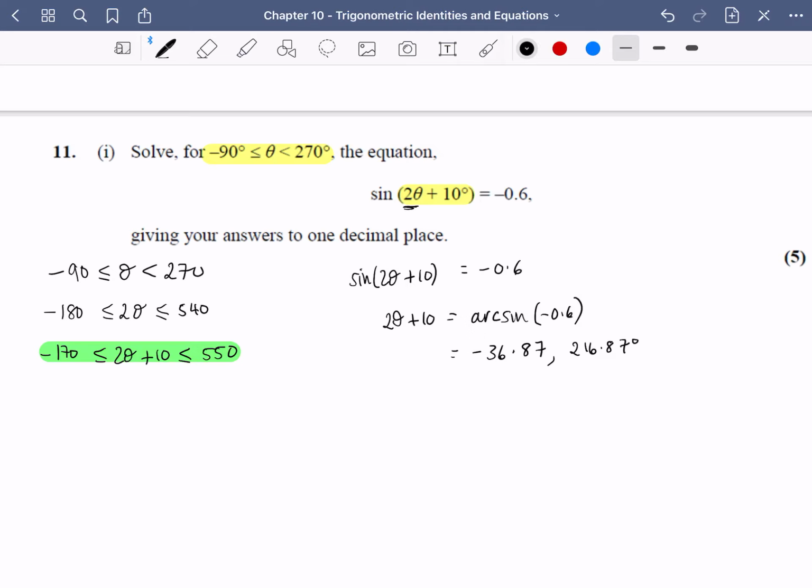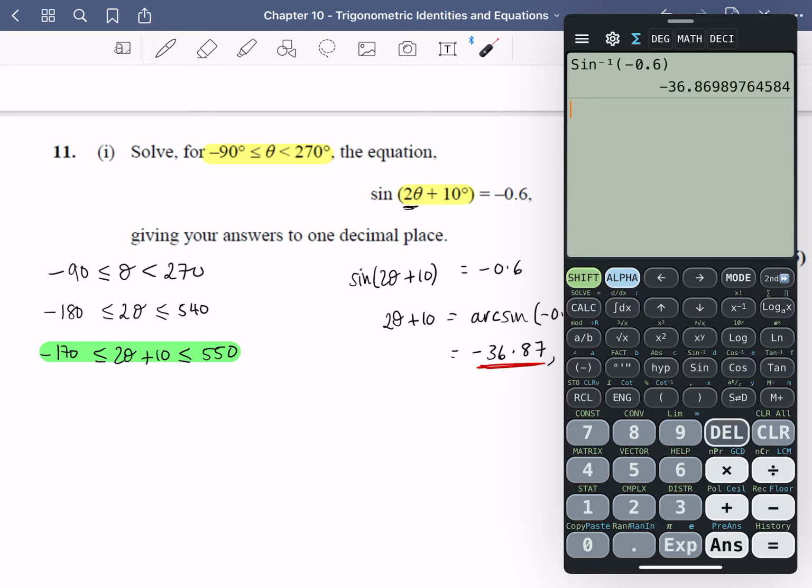Now we just need to make sure that we find all of the values that are inside this range. Remember, for this one, you can either add 360 or take away 360 from it. If you take away 360 from this, you are definitely going to go below this minus 170. But I think I can add 360 to it. So let's go back. There's my answer. If I add 360, I get 323.13 degrees, and if I added another 360, it's definitely gone outside the range there, so there's not much point in doing that.